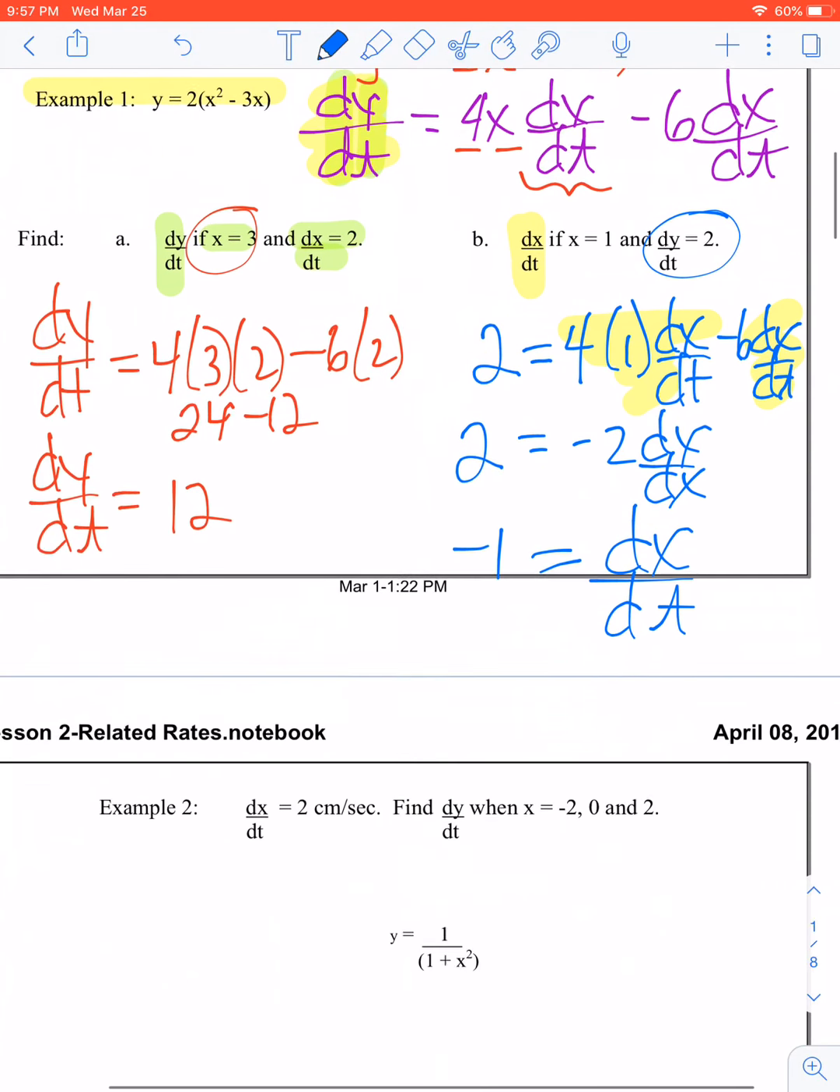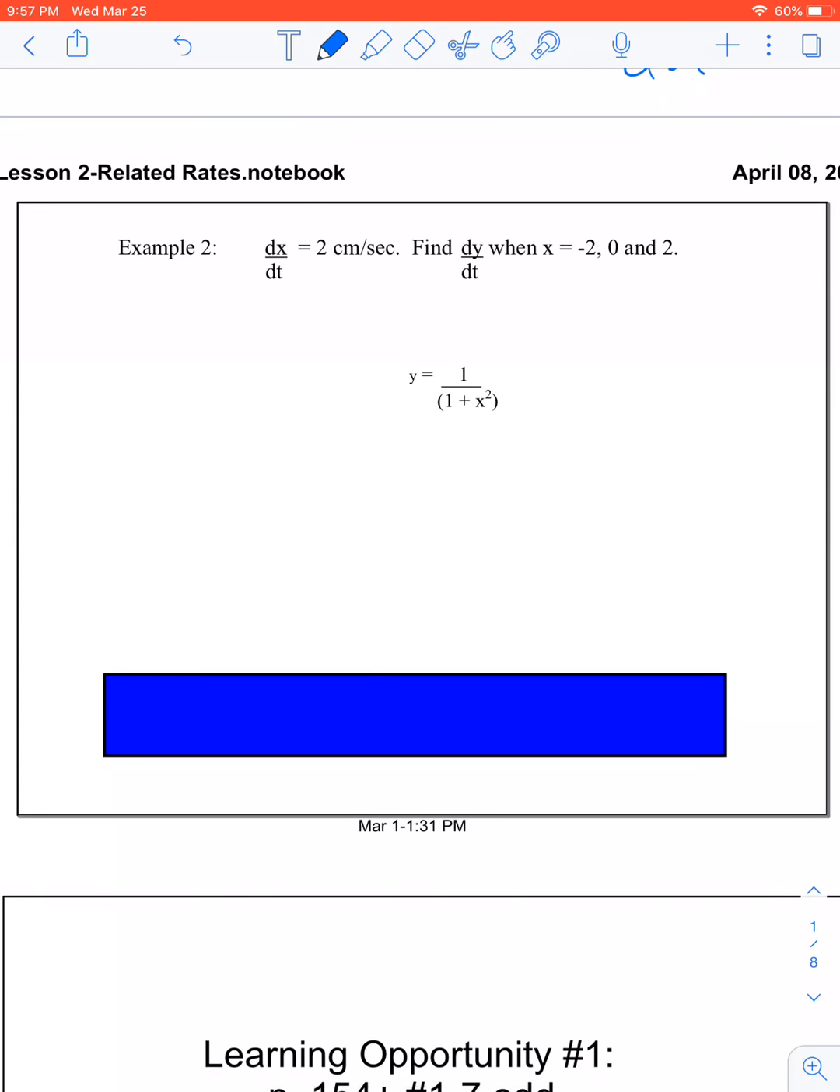Let's do one more. I was told that dx/dt is 2 centimeters per second, and they want you to find dy/dt when x is equal to negative 2, 0, and 2. So kind of a three-parter. The good news is I only have to differentiate once. You can choose to do quotient rule on this, and you might look at it and wonder why, but this is a related rate problem. So I have to differentiate implicitly with respect to time, even though this is an explicit function.